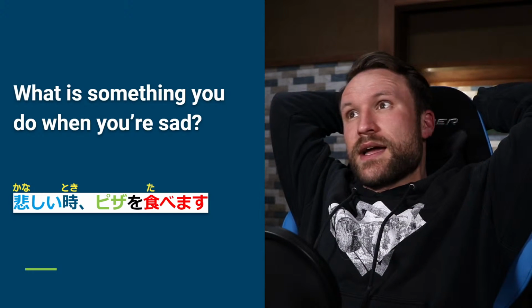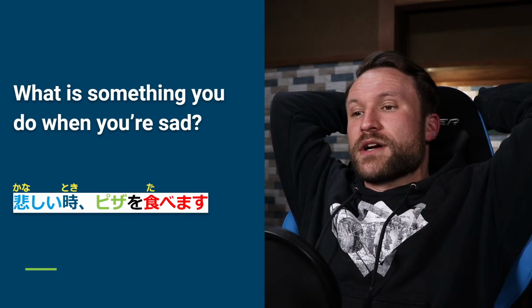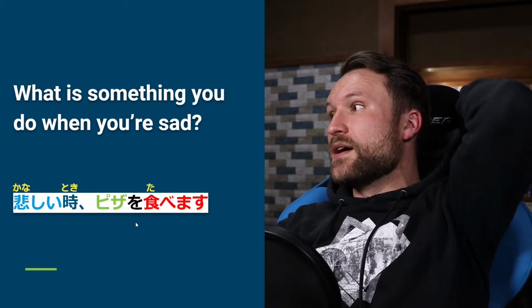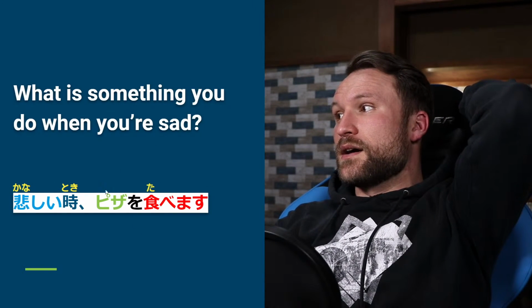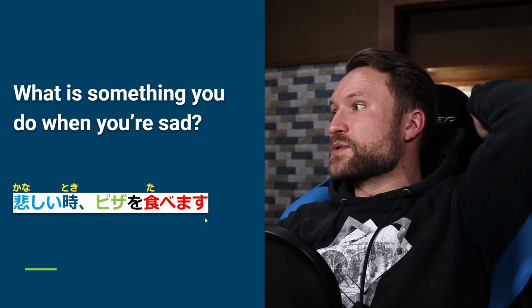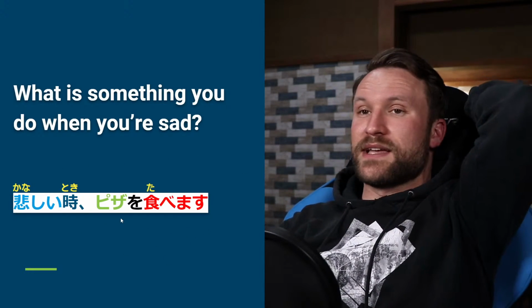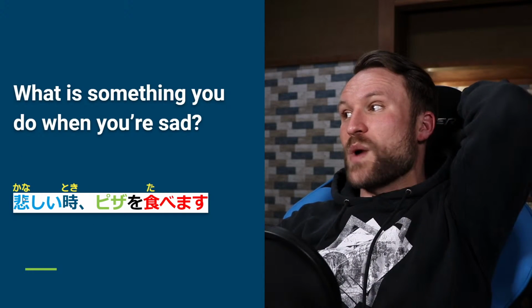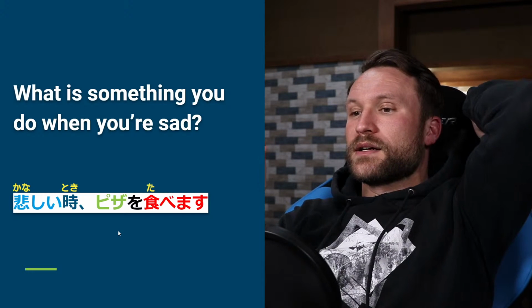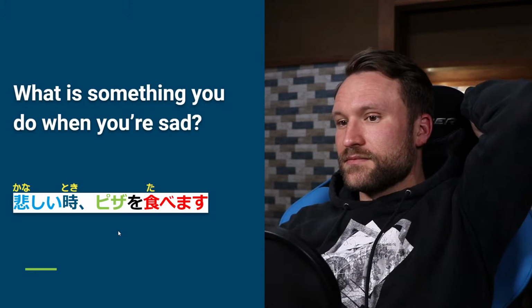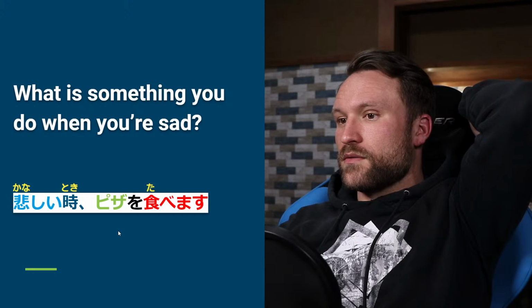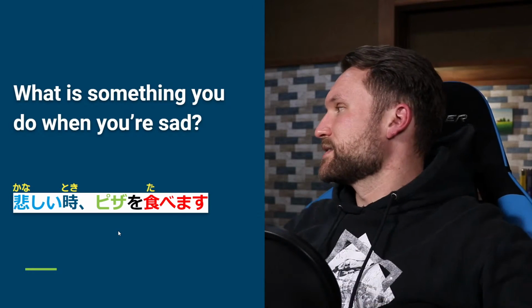Toki is just a time reference for whatever comes after it. Whatever comes in the next part of the sentence. So here, 悲しい時、ピザを食べます。This is the point in time for when this is the main thing. The second sentence, ピザを食べます. That's the most important thing. This is just when I do it. 悲しい時、ピザを食べます。悲しい時に、悲しい時にじゃあ then it's the same.